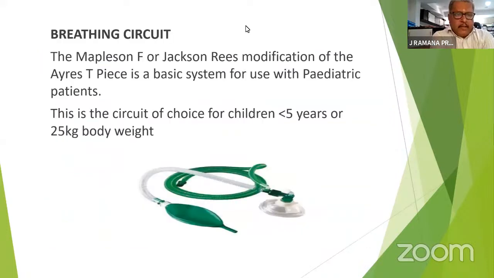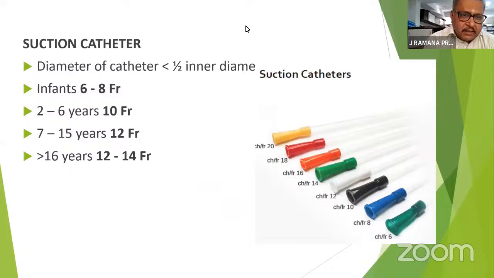Breathing circuit. Mapleson F, or Jackson-Rees modification of the Ayre's T-piece, is a basic system for use with pediatric patients. This is the circuit of choice for children less than 6 years or below 25 kg of body weight. But presently, most of the OTs are using a pediatric circle circuit. Suction catheter: the diameter of the catheter should be less than half or one-third of the inner diameter of the tube. Infants 6 to 8 French, 2 to 6 years 10 French, 7 to 15 years 12 French.